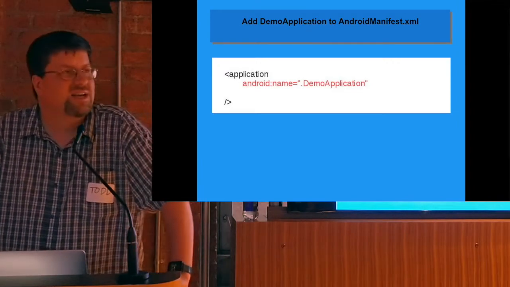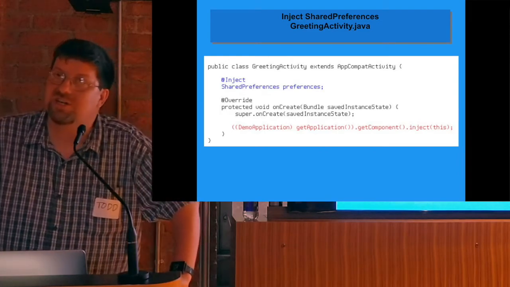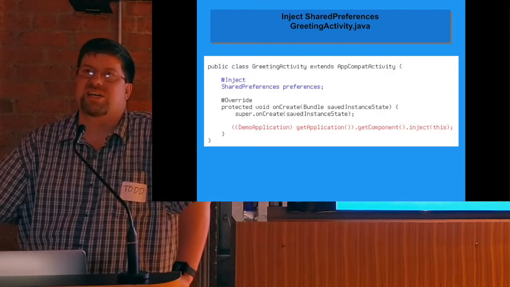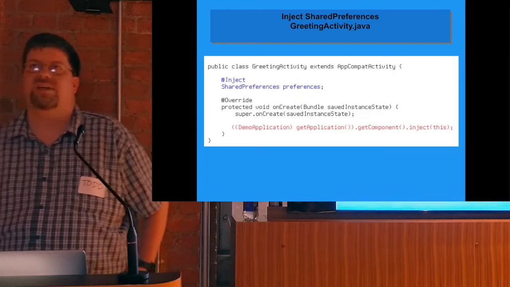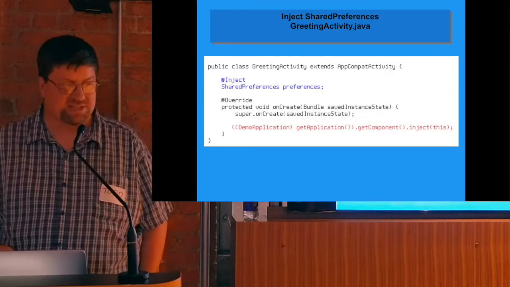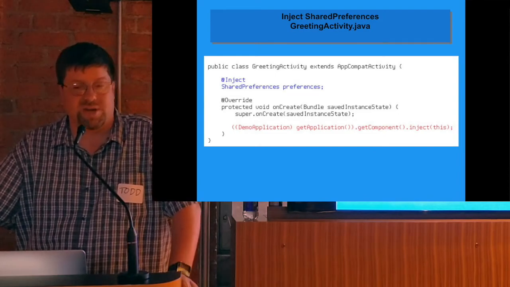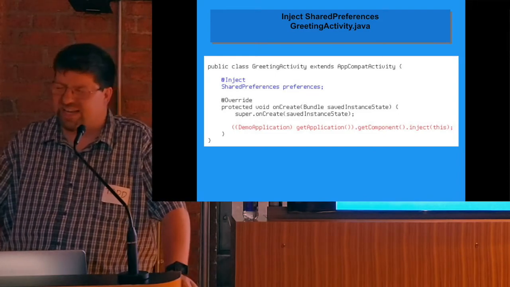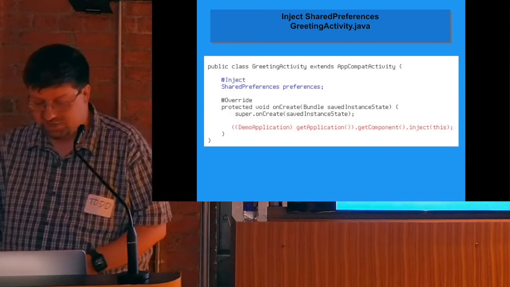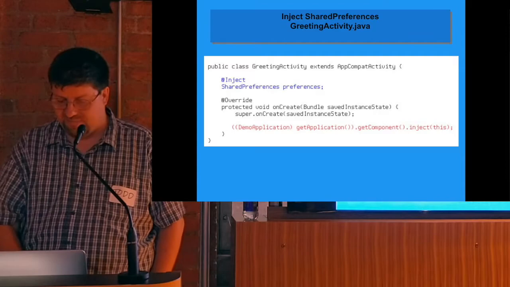We call getApplication, which returns an Application, but we cast it to DemoApplication, which will then use our getComponent method to call the inject method on the interface and inject this instance of the activity. And now we're free to use shared preferences in this activity. We'll now be using the shared preferences that were created in Dagger 2. Similarly, the next activity in line, what I call the love activity, is going to be using the same line, and both activities are using the same shared preferences.